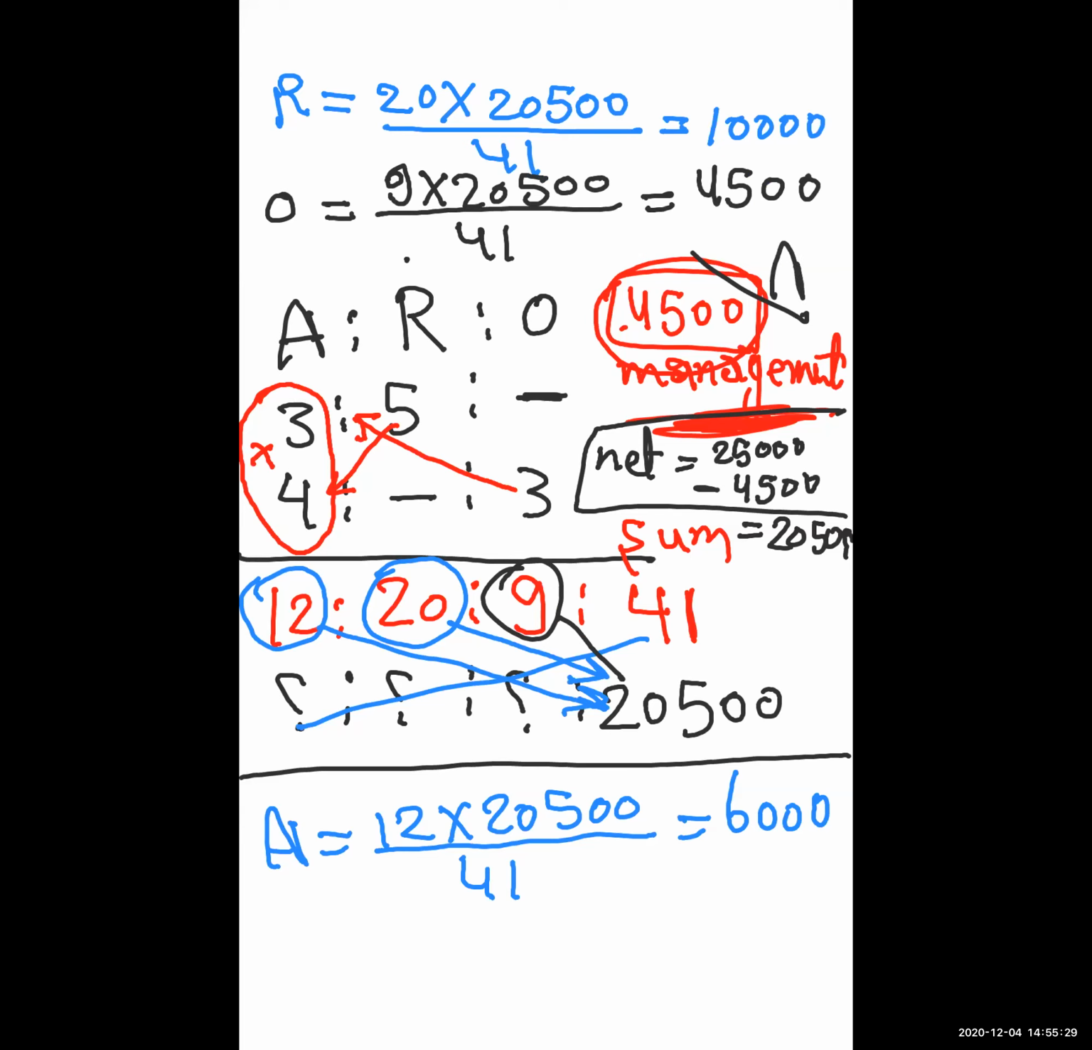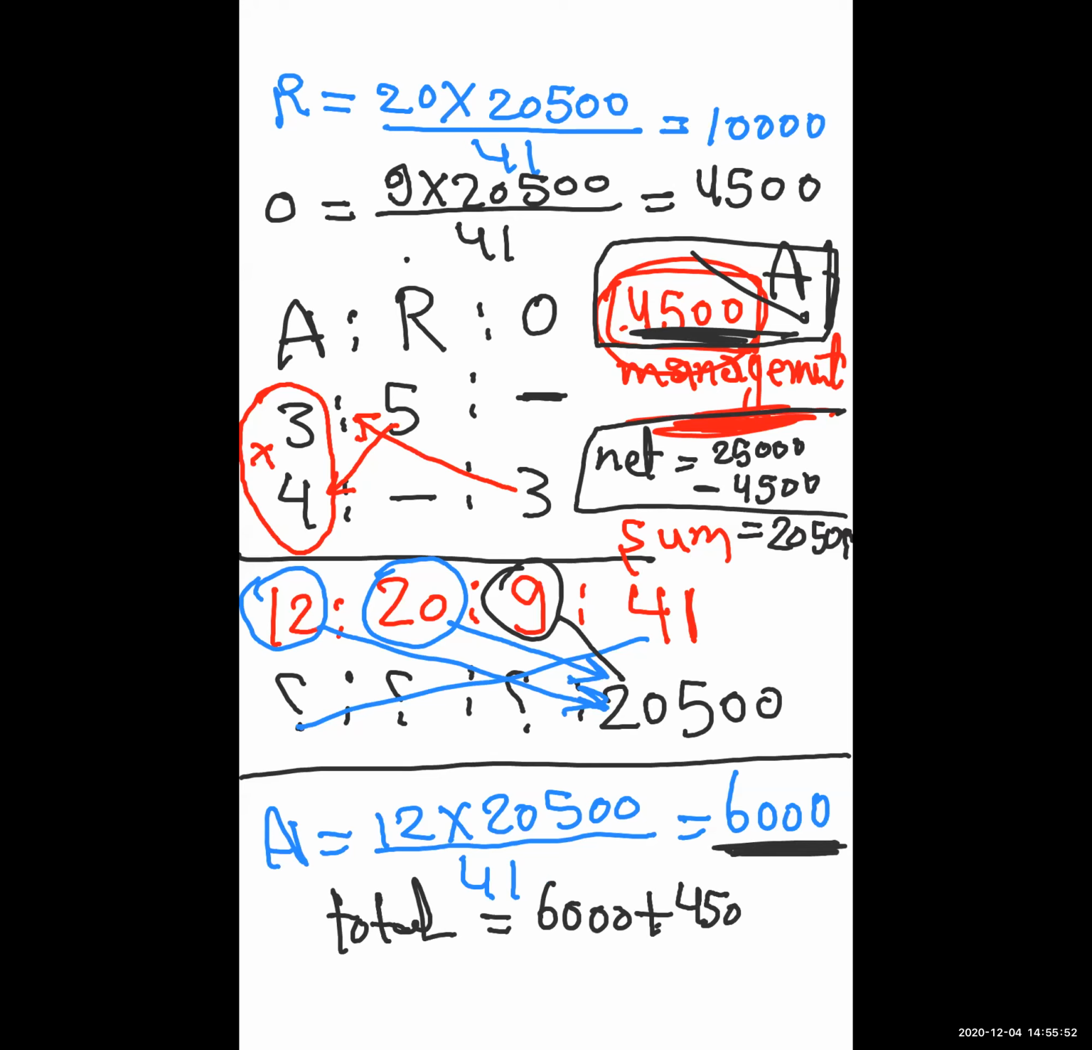Now guys, we said that Amir took 4,500 for the management. So the total share for Amir, where is the share for Amir? It's 6,000 from the profit and 4,500 for his management. So the total share for Amir will equal 10,500 pounds. Okay, guys? Okay, very good.